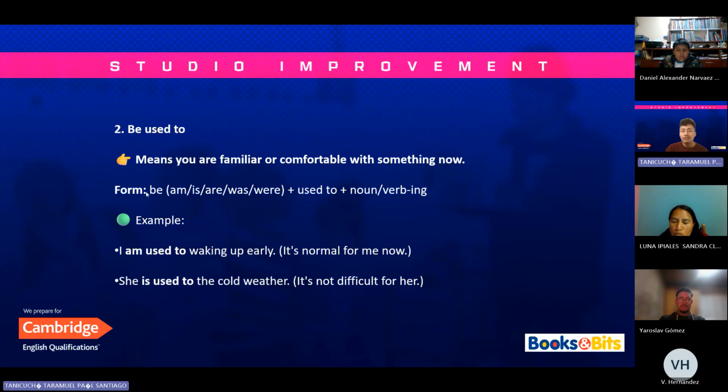And the grammatical form is the verb be, which could be am, is, are, was, or were, depending on the context, and then use to plus the noun, or if you are going to use a verb, it has to be in the ing form. Okay, don't forget. I am used to waking up, I am used to eating, I am used to playing, I am used to working, okay? Don't forget, the verb goes with ing. All right, let's move on.